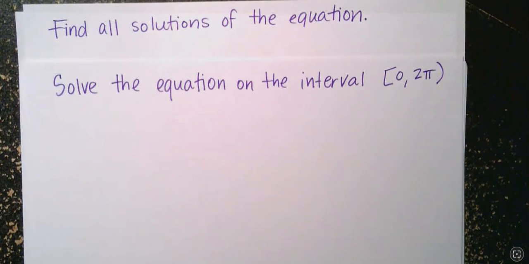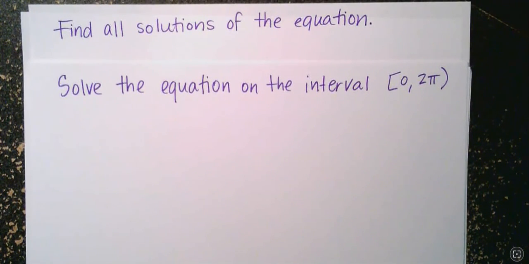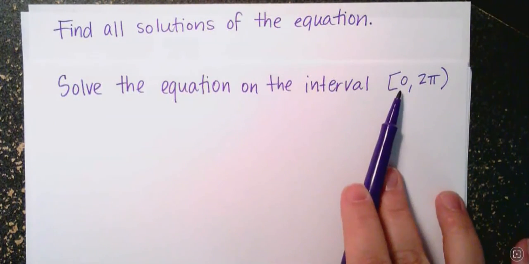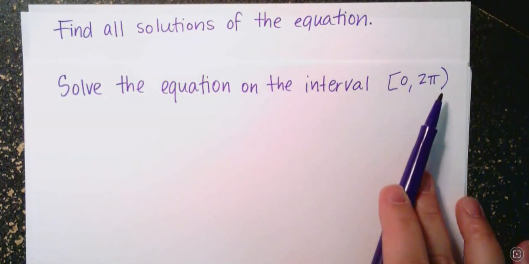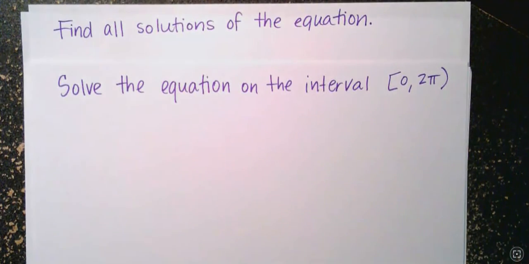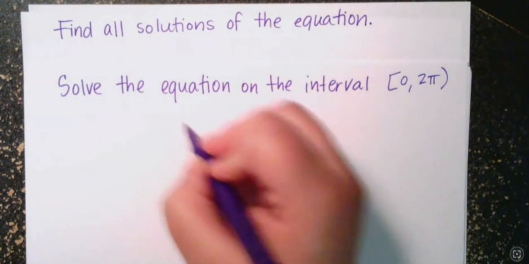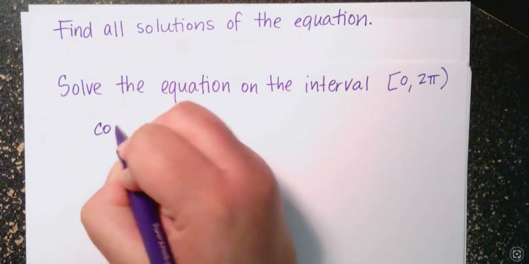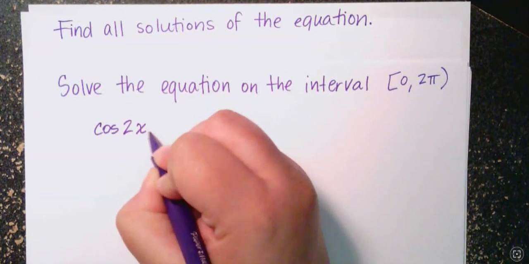But a lot of times you get one of these: either find all solutions, or solve the equation on a specific interval. And the interval it usually says is 0 to 2 pi or 0 to 360, because that's basically one time around the unit circle. Sorry, I went the wrong way. One time around the unit circle. All right, so let's do one from our review that I'm trying to do problems for my students from.